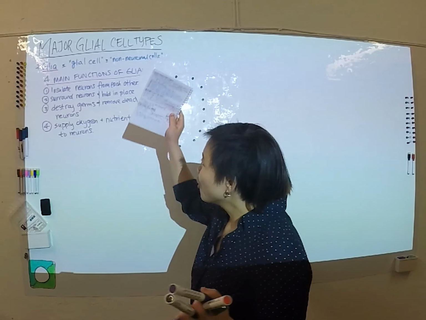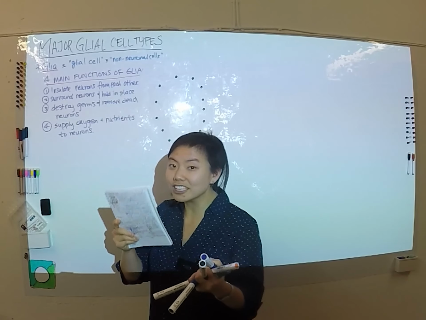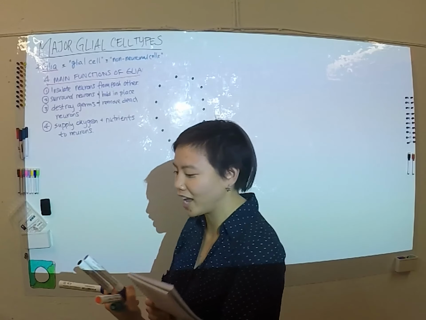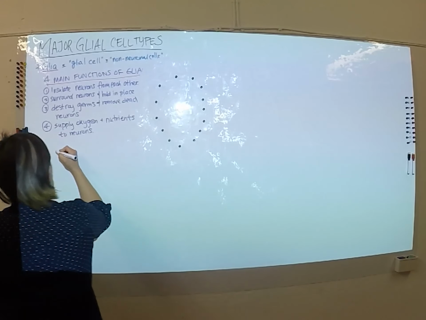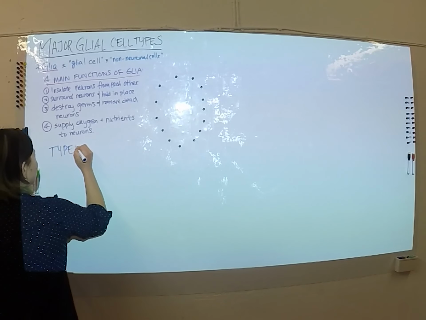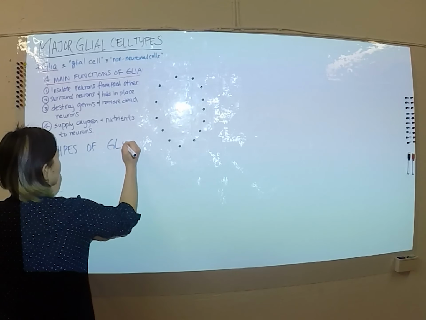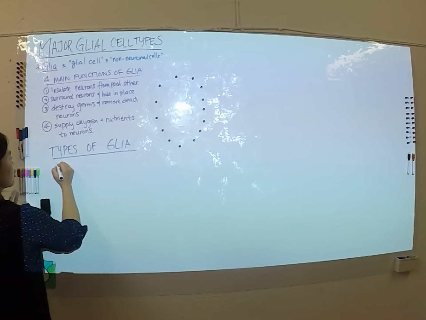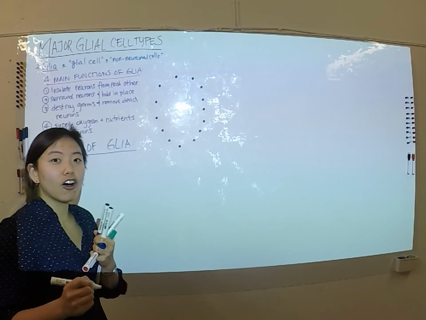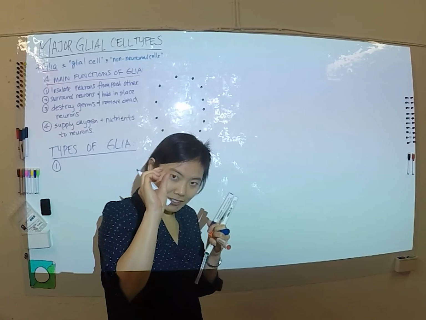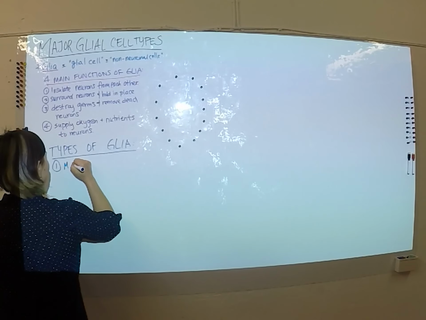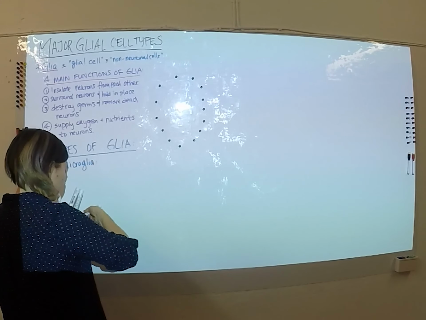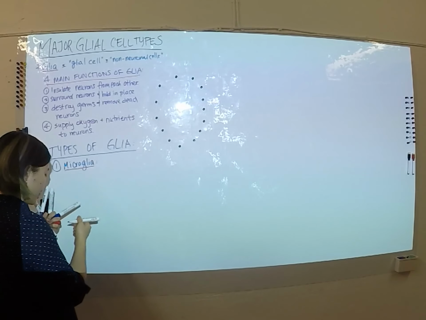Okay, so let's go on to the types of glia. So there are two major types that we know of so far, okay? So types of glia. Okay, so the first one is called microglia. Really, really small glia, okay? Microglia. All right, and since this is a new word, I'll underline it in red.